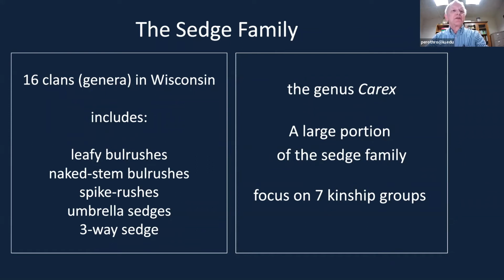A side note on the use of the word rushes. There are true rushes in a separate family, short-tailed relatives of sedges. So as used here, rushes is a generalized term for grass-like plants in wet habitat, and many are actually sedges. Most of the species in the family are in the genus Carex. My intention is to introduce you to 7 kinship groups within this very large genus.